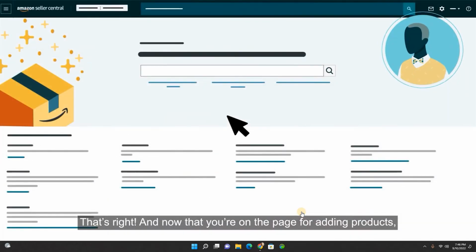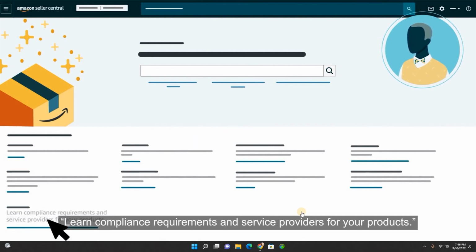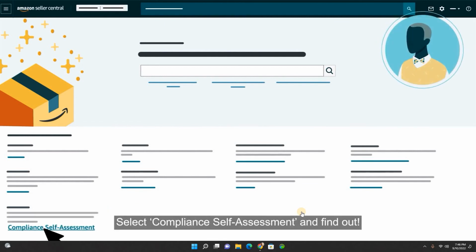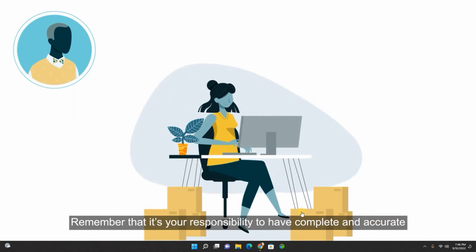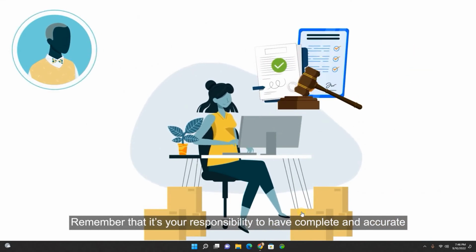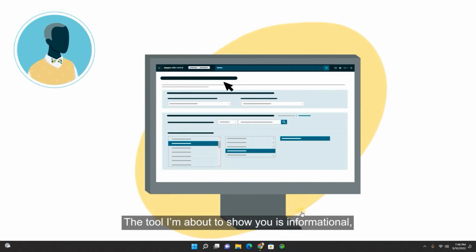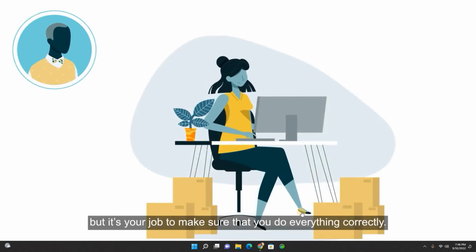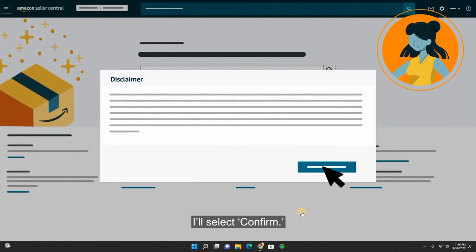That's right. And now that you're on the page for adding products, scroll down to find Compliance Reference. Learn compliance requirements and service providers for your products. What's this? Select Compliance Self-Assessment and find out. It's a disclaimer. That's right. Remember that it's your responsibility to have complete and accurate compliance information. The tool I'm about to show you is informational, but it's your job to make sure that you do everything correctly. Makes sense. I'll select Confirm.